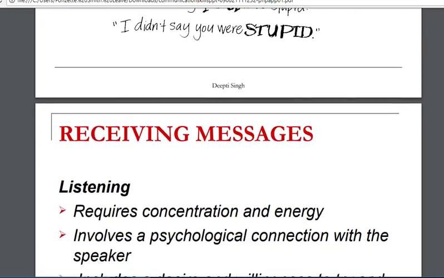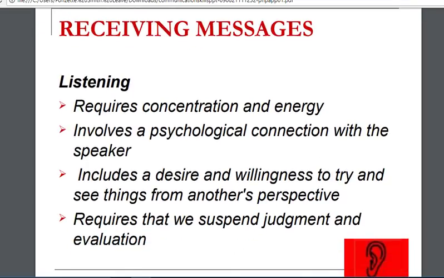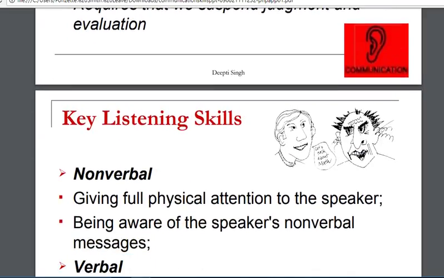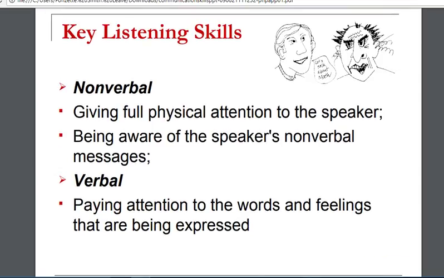Receiving messages. Listening requires concentration and energy. It involves a psychological connection with the speaker, includes a desire and willingness to try and see things from another's perspective. It requires that we suspend judgment and evaluation. Key listening skills are nonverbal, giving full physical attention to the speaker, being aware of the speaker's nonverbal messages, and then there's verbal listening, which is paying attention to the words and feelings that are being expressed.